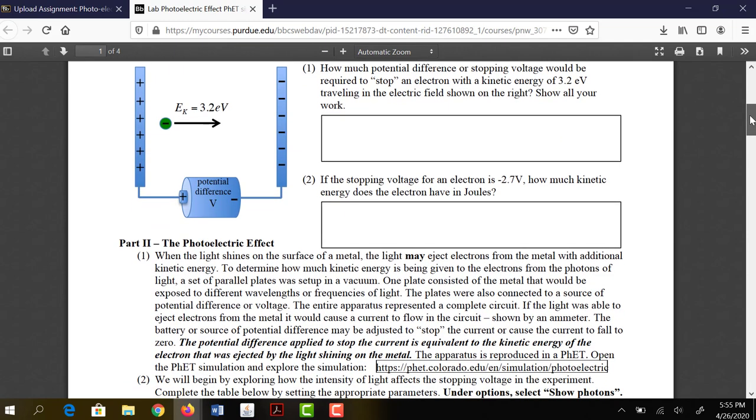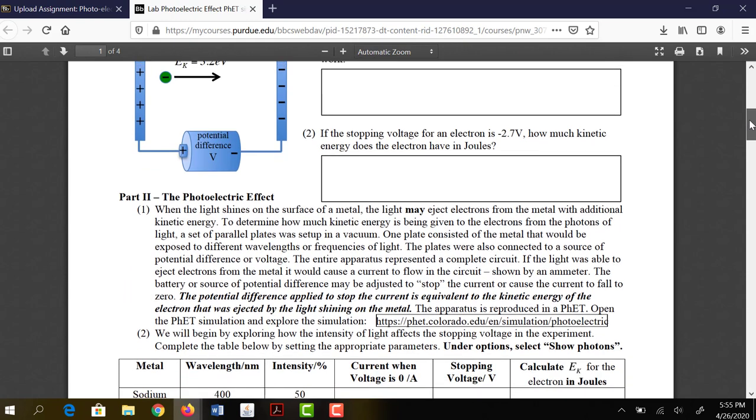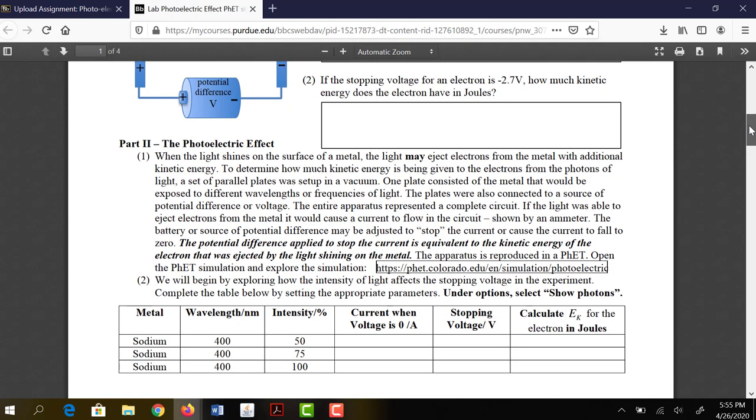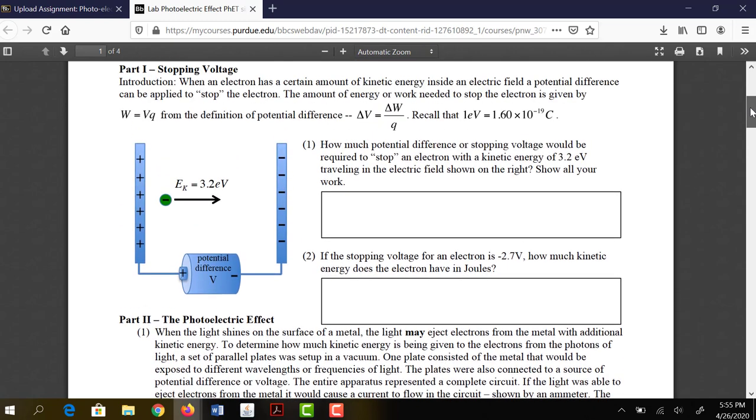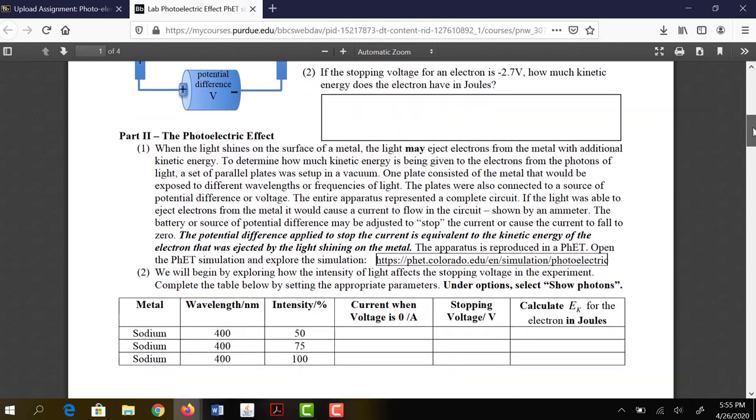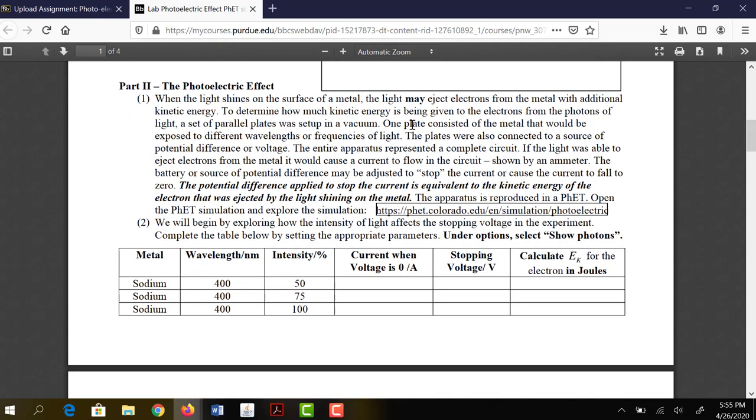Okay, similar kind of idea with the second question. Part 2 is the actual PhET part. So the first part is sort of just the background information part of it from chapter 28. And then part 2 is where we'll actually use the PhET.